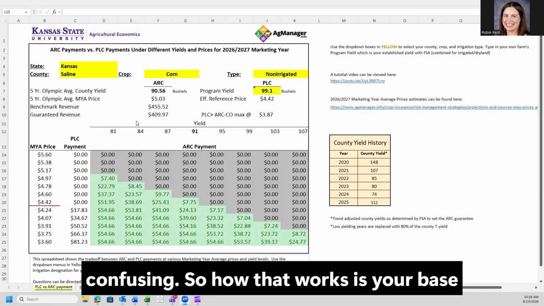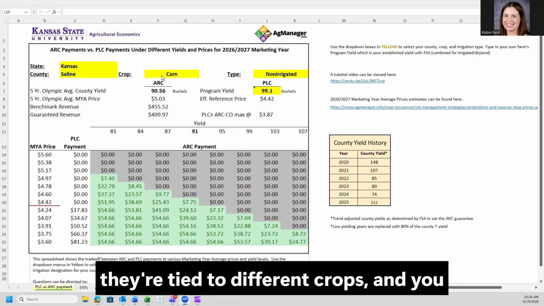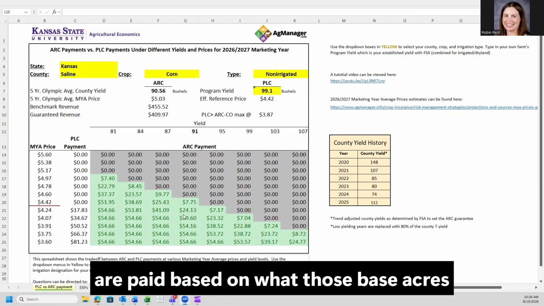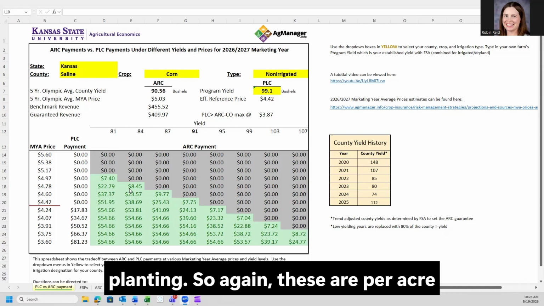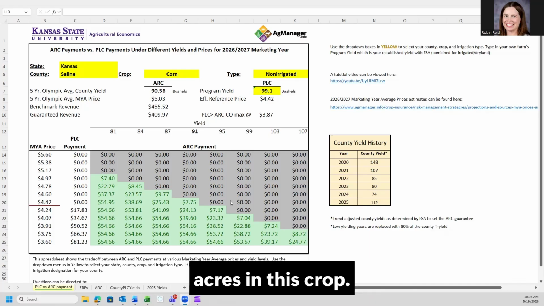How that works is your base acres are established on your farm, they're tied to different crops, and you are paid based on what those base acres are assigned to, not what you have been planting. So again, these are per acre payments on 85% of your base acres in this crop.